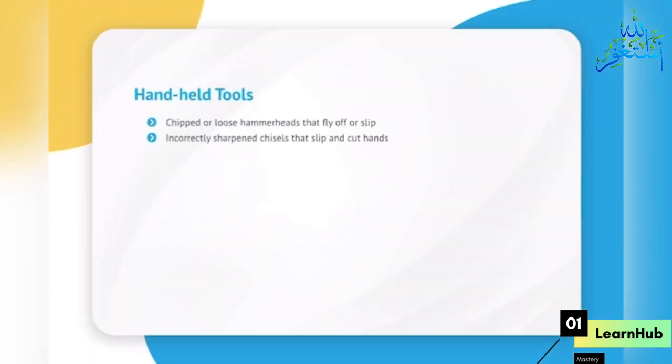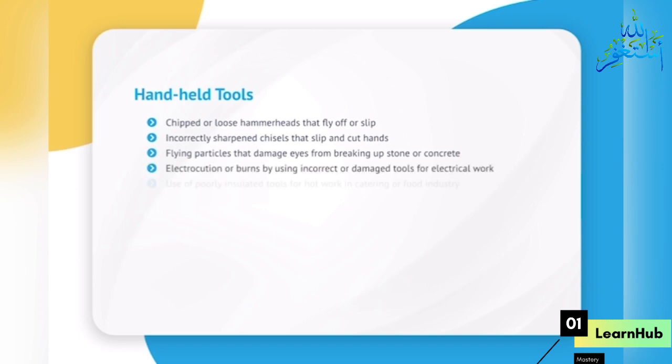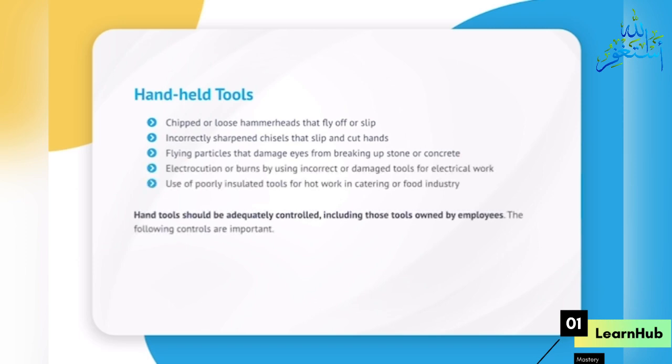Chipped or loose hammerheads that fly off or slip. Incorrectly sharpened chisels that slip and cut hands. Flying particles that damage eyes from breaking up stone or concrete. Electrocution or burns by using incorrect or damaged tools for electrical work. Use of poorly insulated tools for hot work in catering or the food industry. Hand tools should be adequately controlled, including those tools owned by employees. The following controls are important.